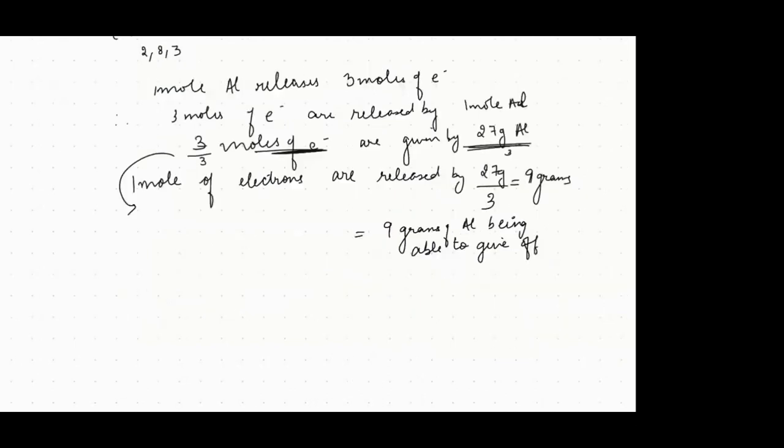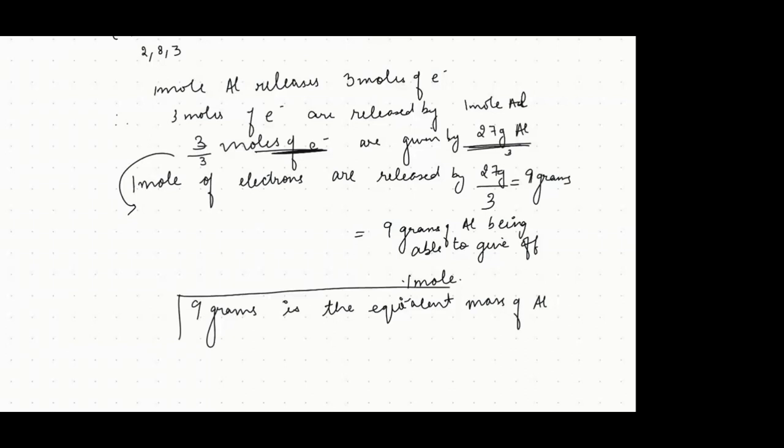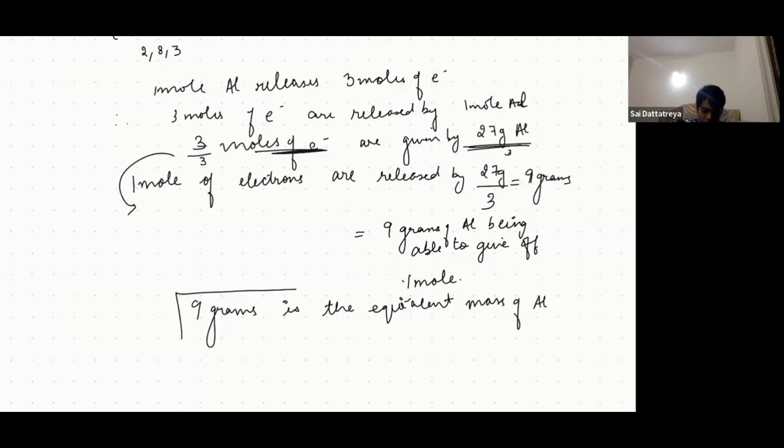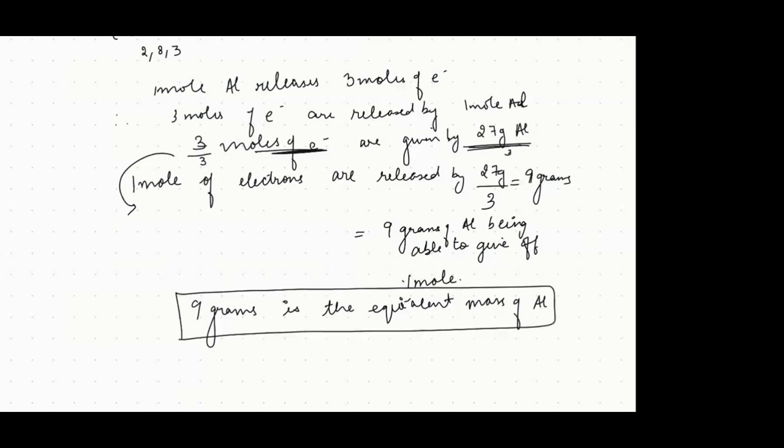So we have 9 grams of aluminium being able to give off 1 mole of electrons. So I would say that 9 grams is the equivalent mass of aluminium. So basically you have to understand what the equivalent mass is. Equivalent mass is basically the mass which can give off 1 mole of electrons, or which can gain 1 mole of electrons. Do you understand? Yes.